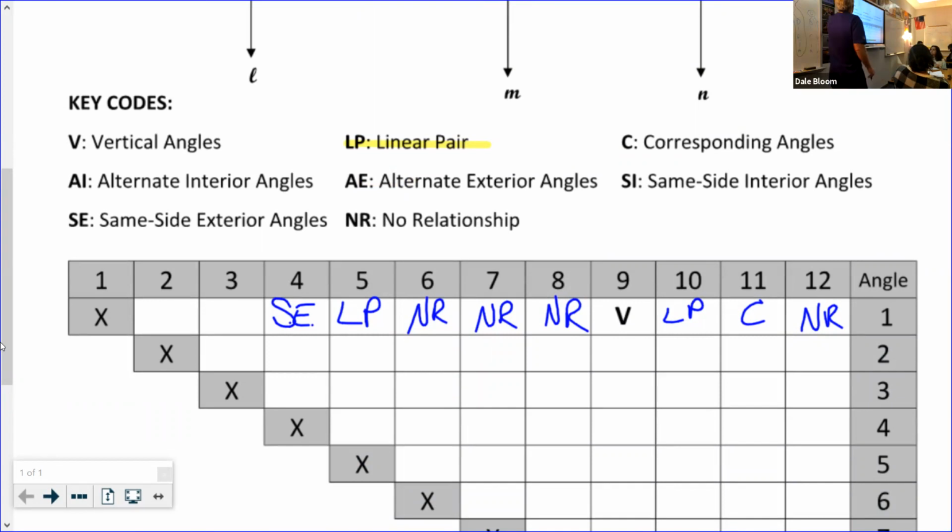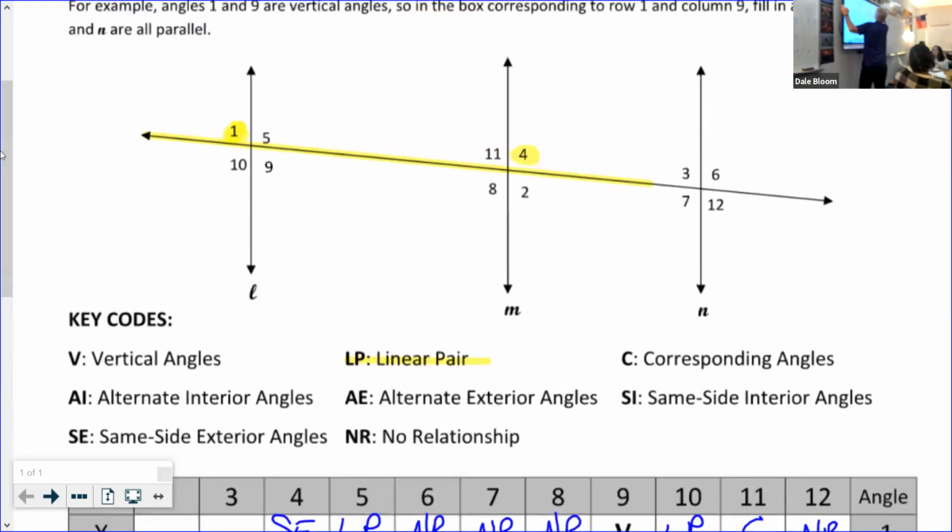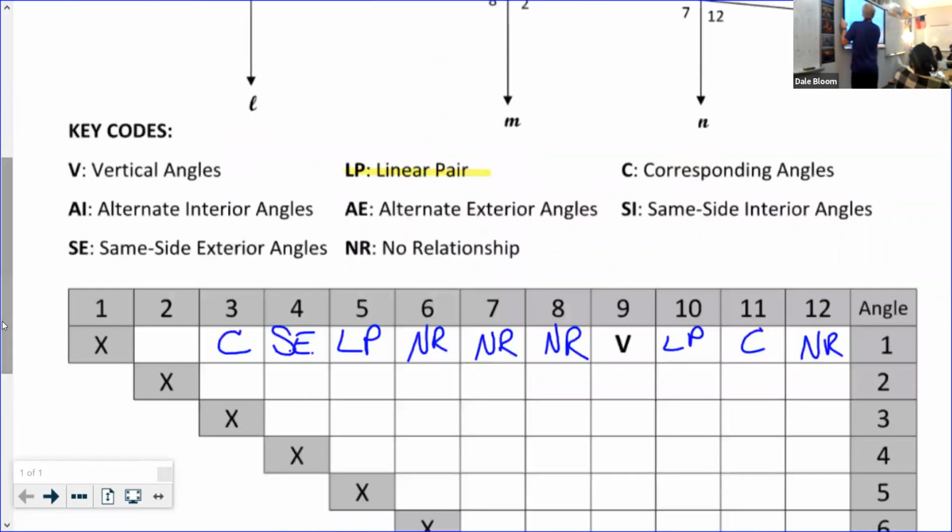Angle one and angle three. Ooh, there's a relationship. Now we're skipping, but there's a relationship there. What is that relationship? It's corresponding. You see how this is upper left and this is upper left? We can skip around with corresponding angles. That's okay. We're just going to put C there.